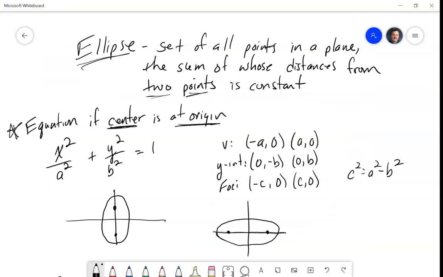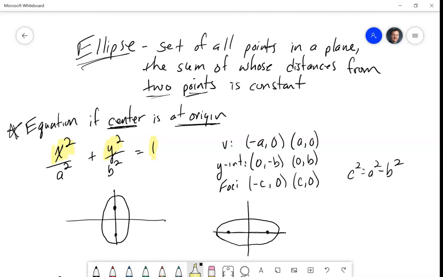Okay, so if we come back, and if we're looking at a situation where the center is at the origin, well, first of all, here's my equation that I want to look at. But if you notice this equation and only look at these highlighted parts, that part is very similar to the equation of a circle.